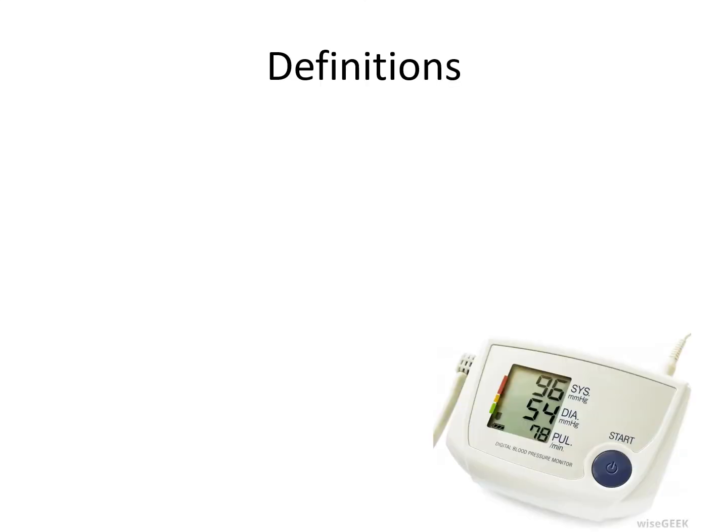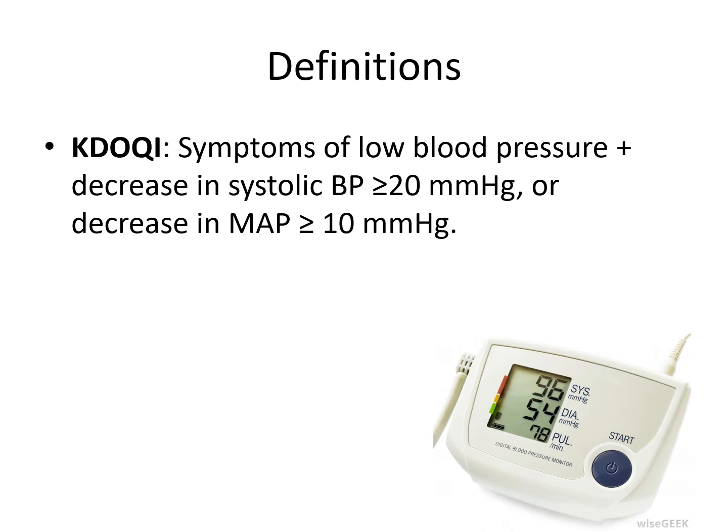Intradialytic hypotension is variably defined. According to the KDOQI, or Kidney Dialysis Outcome Quality Initiative, intradialytic hypotension is defined as the presence of symptoms of low blood pressure plus a decrease in systolic blood pressure of 20 millimeters of mercury or more, or a decrease in your mean arterial pressure by more than 10 millimeters of mercury. Now, the mean arterial pressure is calculated by adding the diastolic blood pressure plus 1/3 of the pulse pressure, which is the difference between the systolic and the diastolic blood pressure.